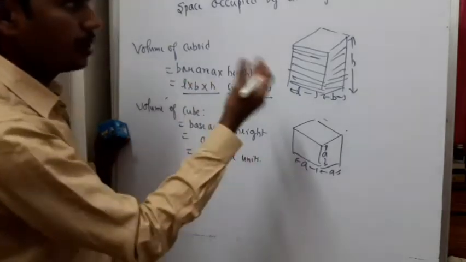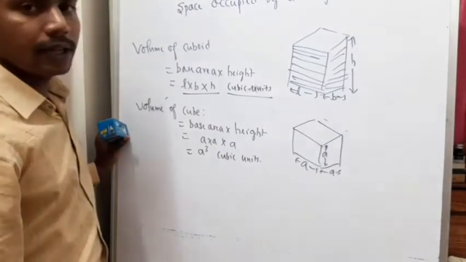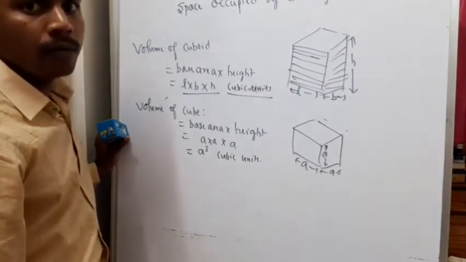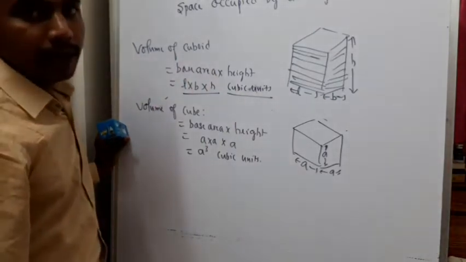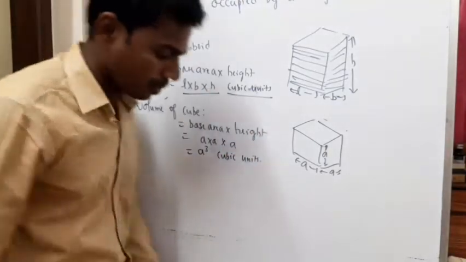So please note this term. We'll go through cylinder, and after that cone, right circular cone, then sphere, hemisphere. So please note this term.